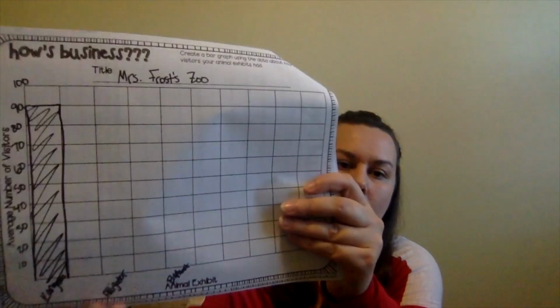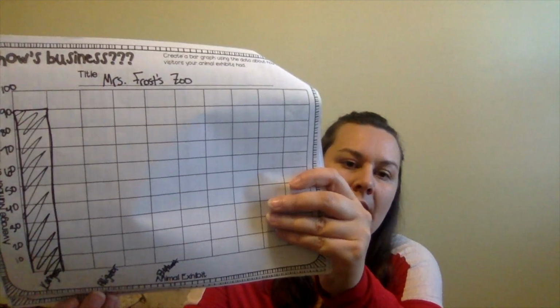All right. So now that I have all of my information on my graph, I can start to fill in my bars. So I'm going to go back to the first page and see how many visitors visit the kangaroo. So there are 90 visitors average for the kangaroo. So I'll make my bar up to 90. And then you would fill all that in. So that would be my bar for my kangaroos.